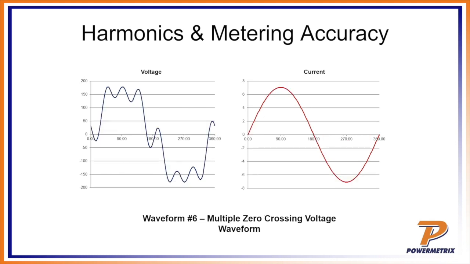Waveform number 6, of course, is sort of the opposite of that. You've got a zero crossing voltage waveform. And so now I've got a square wave, basically on my voltage, and a sine wave on my current. Now, I'll be honest with you, I don't know that you'd ever have a real system that would have a square wave voltage with a perfectly pristine current waveform. I think the current's still going to look a little odd.